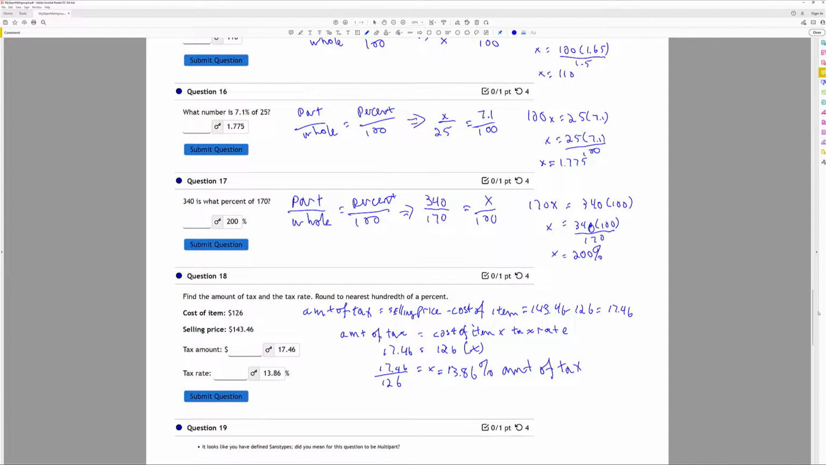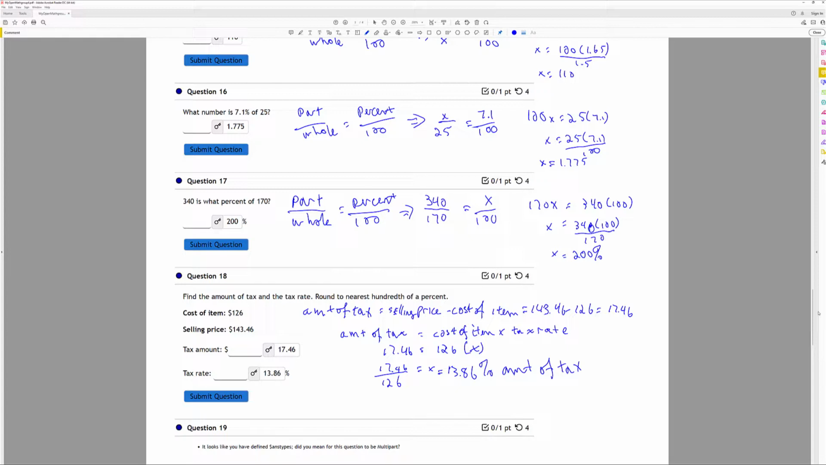Question 17. 340 is what percent of 170? So set up my proportion there. The part that comes after of is the whole. And my percent is unknown, so what's left is the part. I can cross multiply and divide, and simplify it, and x is equal to 200%.